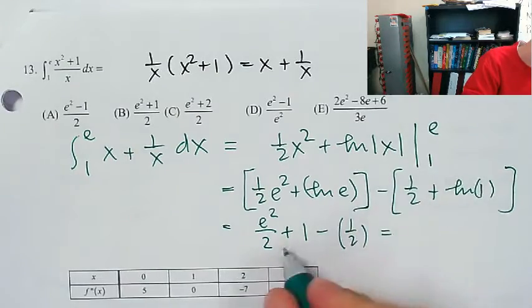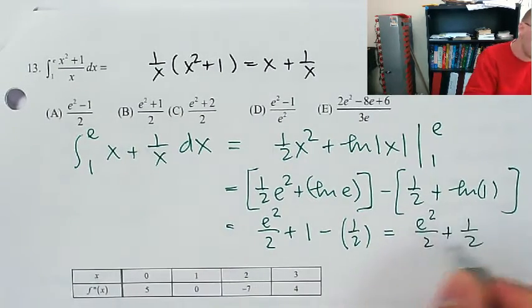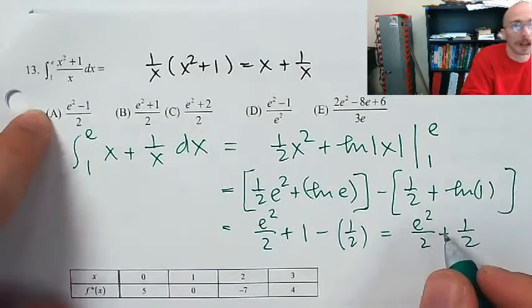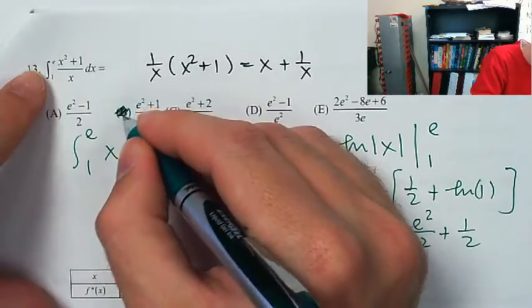Okay. So 1 minus a half is a half, so this is e to the 2 over 2 plus 1/2, and I could combine these with a common denominator. I don't need to write that down. I could say it's going to be this one right here. B, yeah.